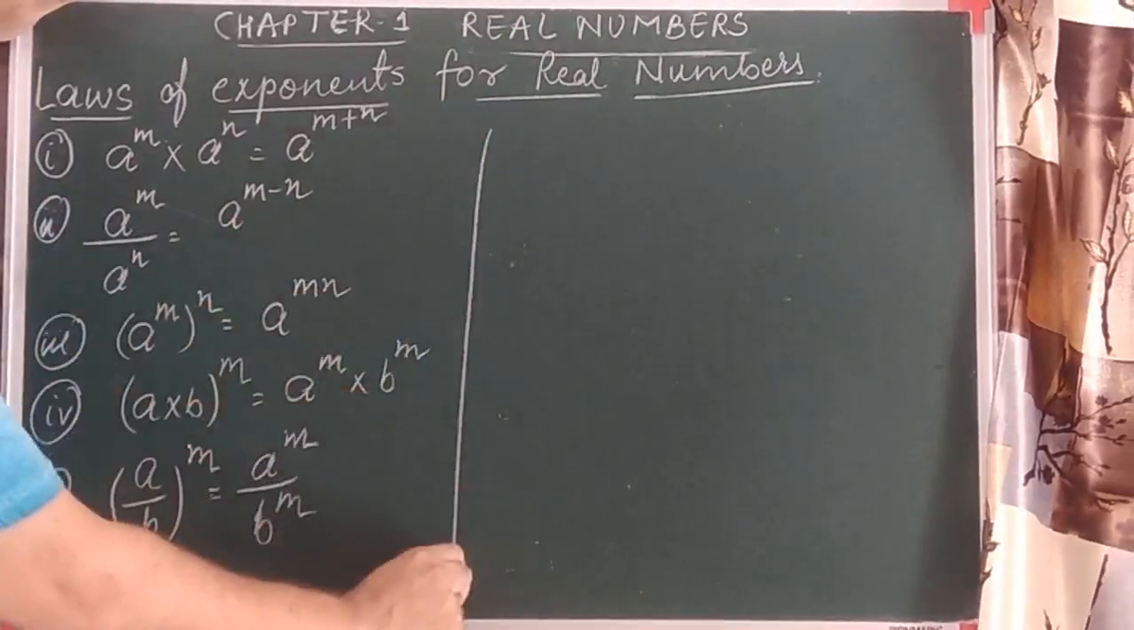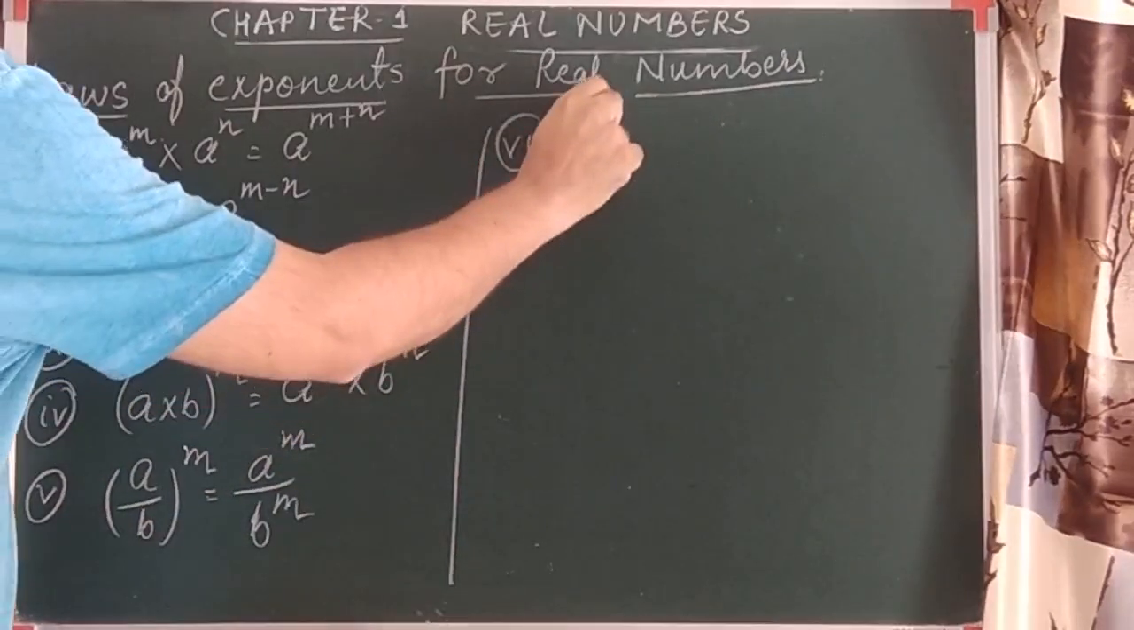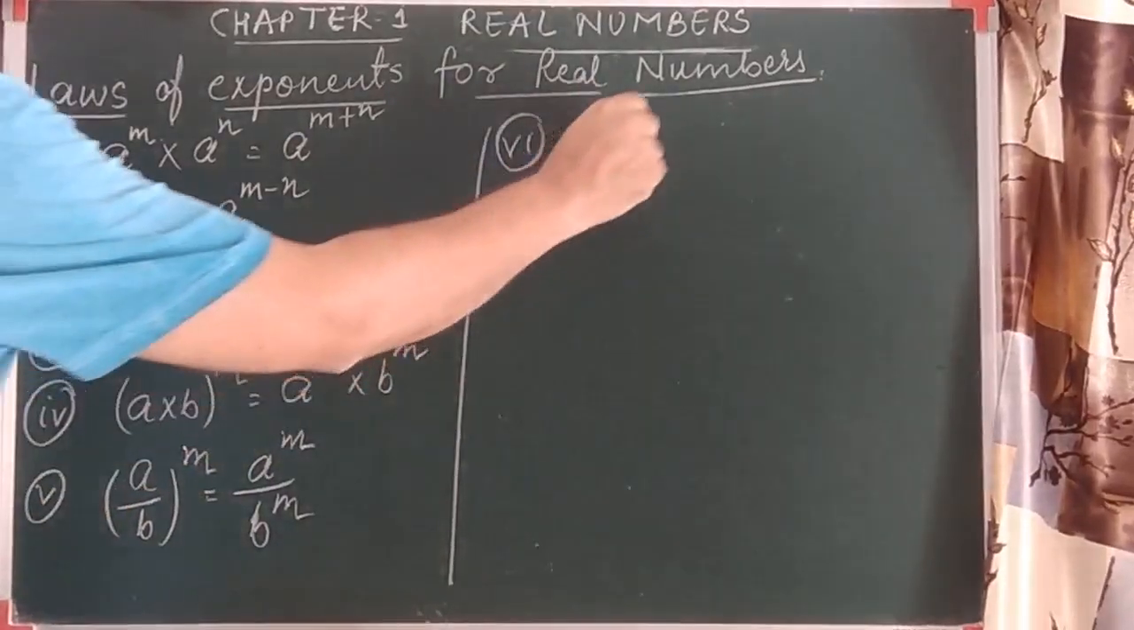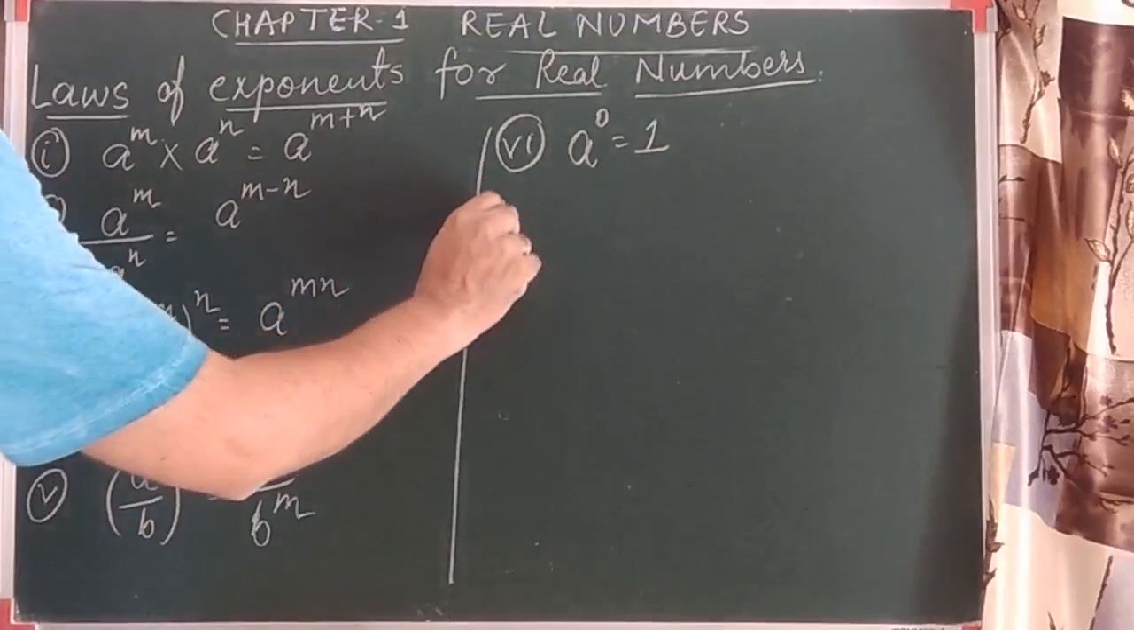Let's go for one more. What is the value of the number which has a power 0? Correct. That value is 1. This we have already discussed. Now what new are we going to discuss in this? What is new to learn?